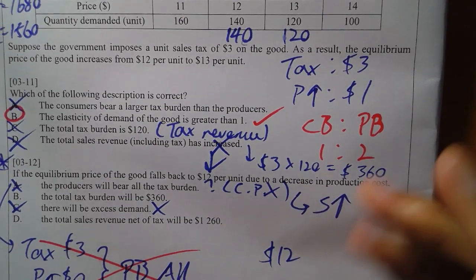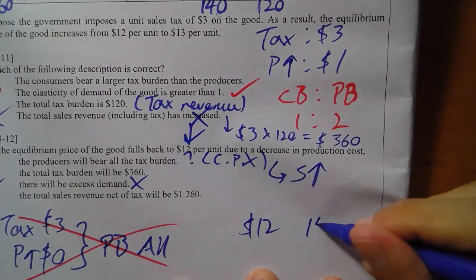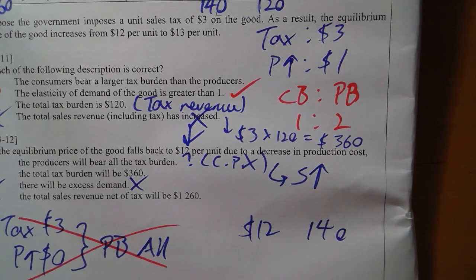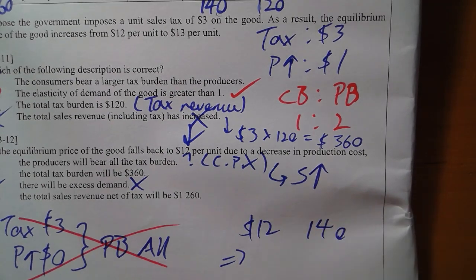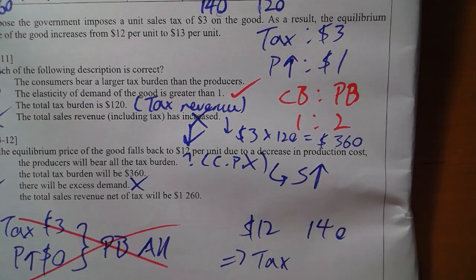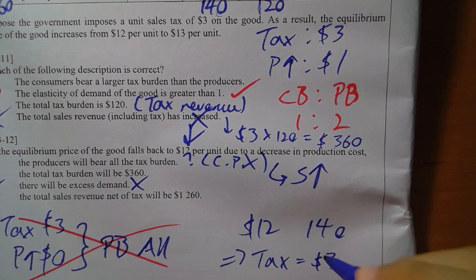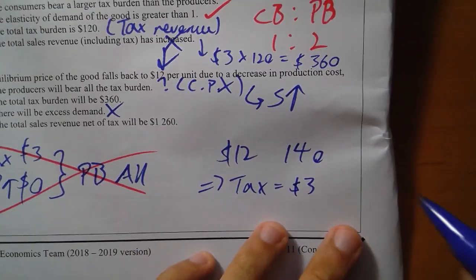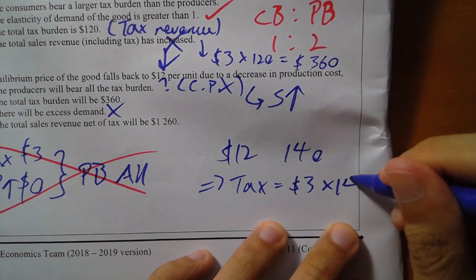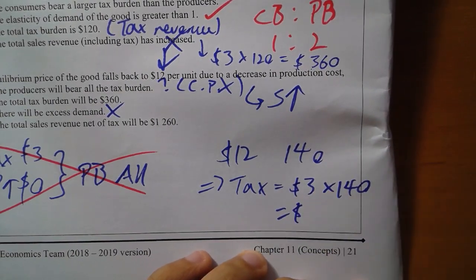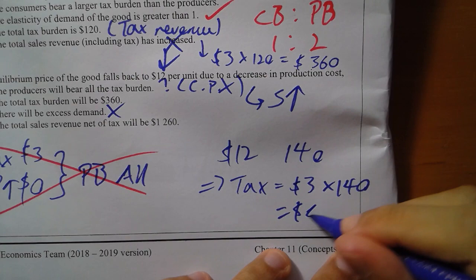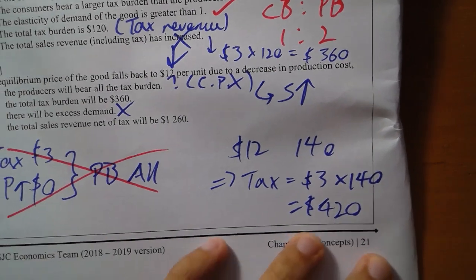It would be $12, 140 units. Now, in fact, we already have the answer. Now, what happens to the tax? Tax should be like this. $3 per unit, right? How many units? 140. In fact, the new tax revenue should be 420.